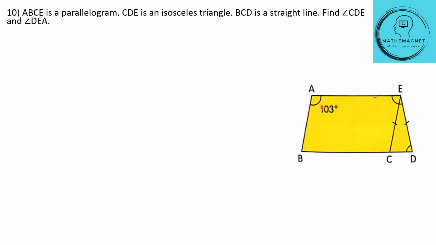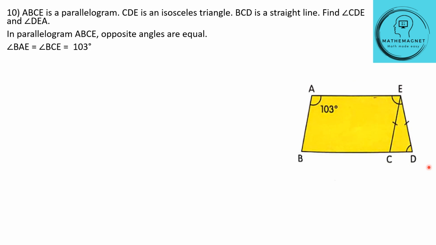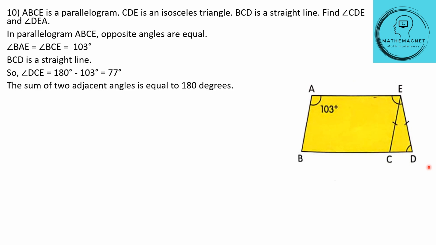Now let's see how to go about it. We know in a parallelogram opposite angles are equal. So if this is 103, this will also be equal to 103. That is, BCE will also be equal to 103. So BAE is equal to BCE is equal to 103. Now we know BCD is a straight line. So angle DCE will be equal to 180 minus 103, which is equal to 77 degrees.